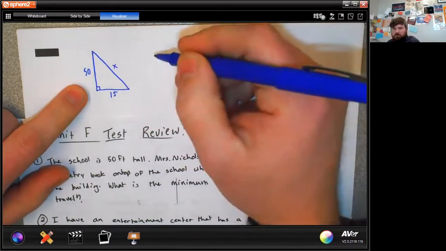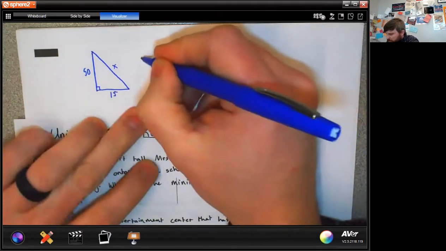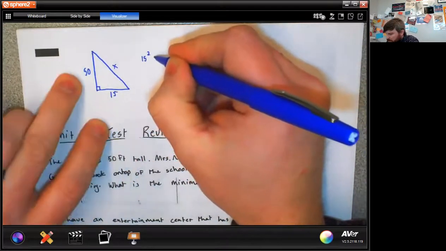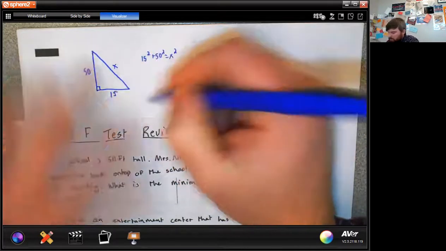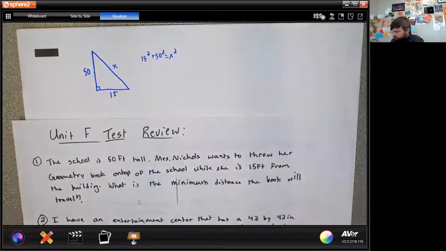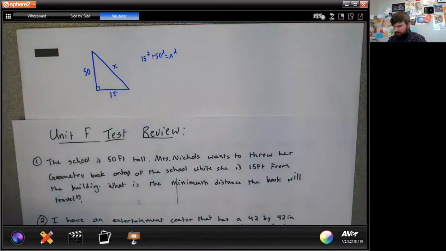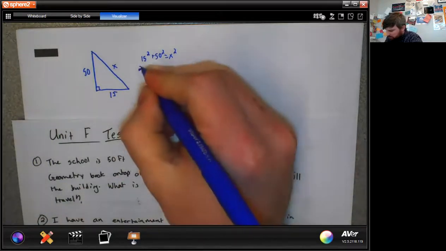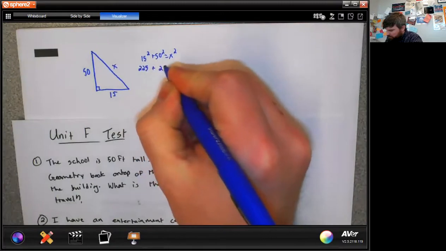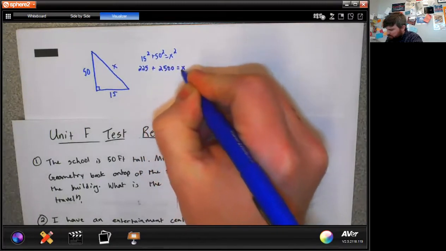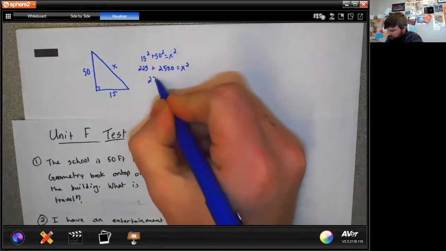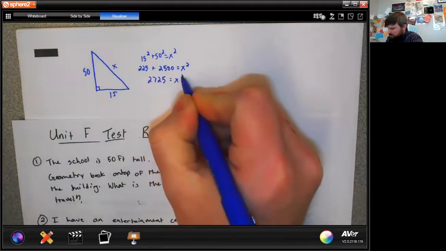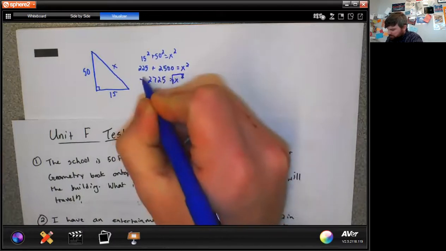In order to do that, we use the Pythagorean theorem, which would be 15 squared plus 50 squared equals x squared. The hypotenuse is always on a side by itself. You may need a calculator for some of these numbers, but 15 squared is 225, and 50 squared is 2,500, equals x squared. Add those together, you get 2725 equals x squared. Take the square root of that.